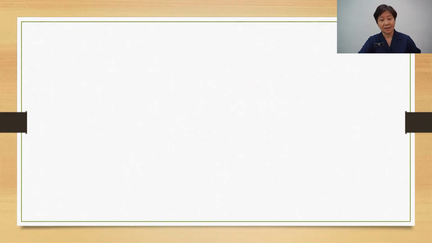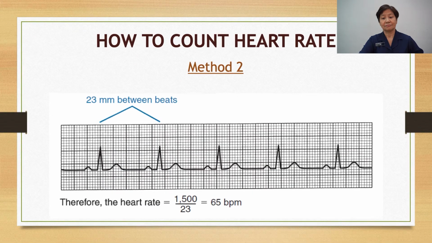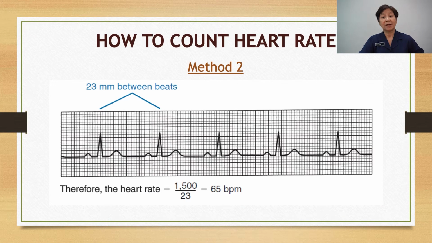The second method is you count the small tiny squares between the RR. The formula is 1500 divided by the number of small squares between the RR. The sample that I show you has already been counted out as 23 mm. So the heart rate will be 1500 divided by 23, which is 65 beats per minute. This is the most accurate method.